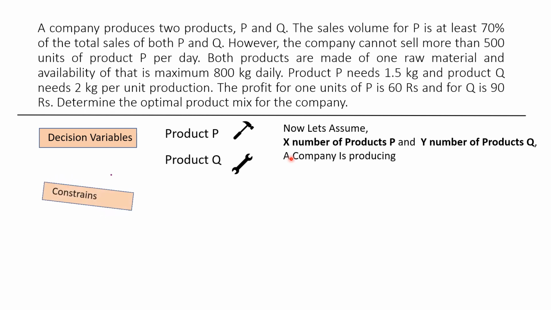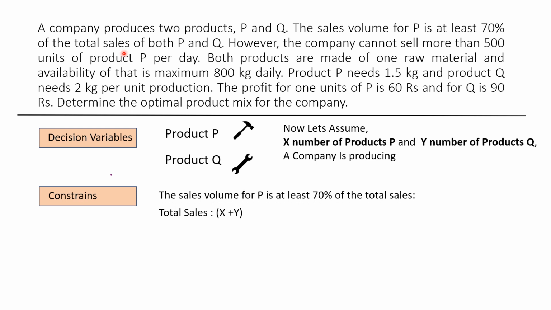Okay, in the next line we are having some constraints. Now this constraint, you can say the requirement or the limitations you have in your companies. So here it is mentioned that the sales volume of P is at least 70% of the total sales. So by considering this line, we can say that our total sales will be X plus Y, because we are going to produce X number of product P and Y number of product Q. So combinedly we are having X plus Y as the number of sales.